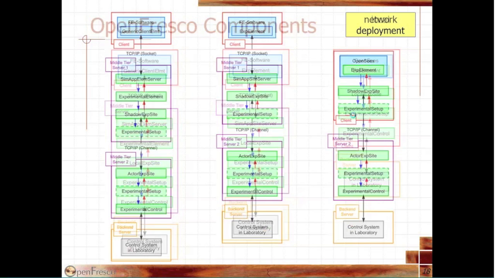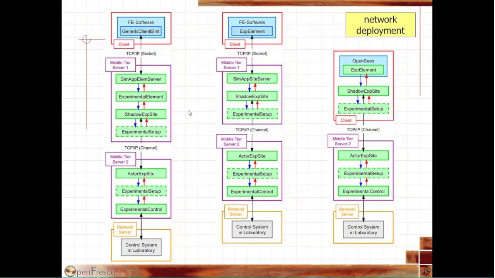If we look at the network deployment, it's very similar. So the 3 columns are the same thing. On the left, you have the one where we implement a generic client element into the finite element software, the middle one where we do the experimental element, and then the right one is OpenSees. The difference is that now we break this up across a TCP/IP channel between a client and the middle tier server, and this is really the network. So you would have the top portion here being in one laboratory and the bottom portion being in another laboratory. So that's how we can start doing distributed tests. So we'll break it up. So that's the network deployment.